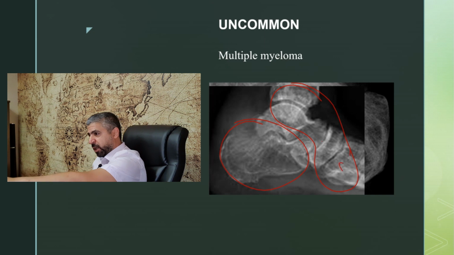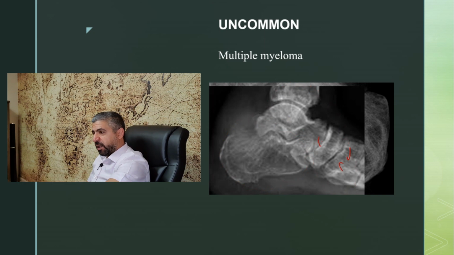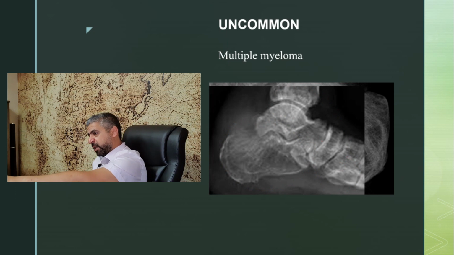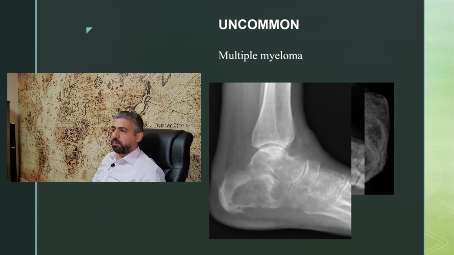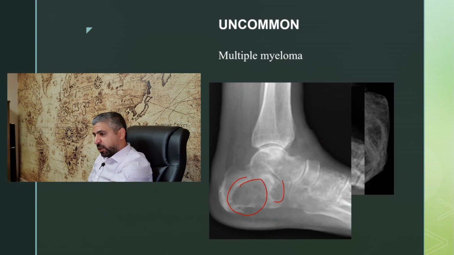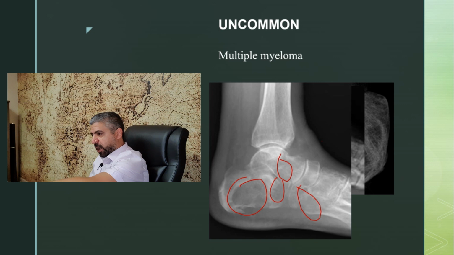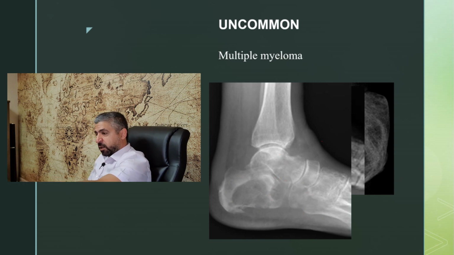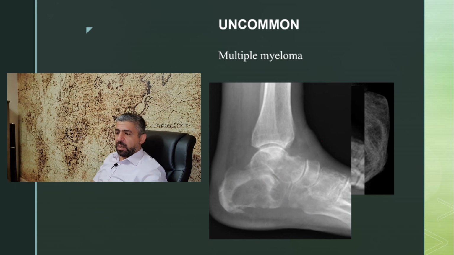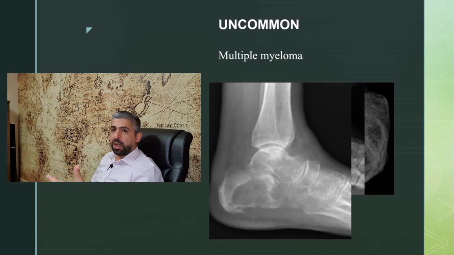In addition, all these bones are abnormal. There are multiple ill-defined lytic areas in this patient with confirmed multiple myeloma. Another example of multiple myeloma, you can see this is a big lytic lesion, again one here and one here and one here. There are multiple lesions affecting the tarsal and metatarsal bones in a patient with known multiple myeloma, consistent with myelomatous lesions.